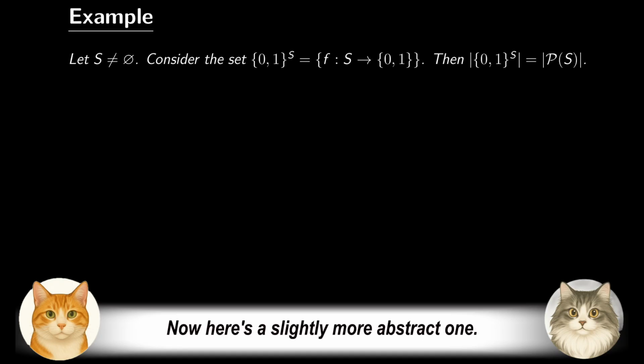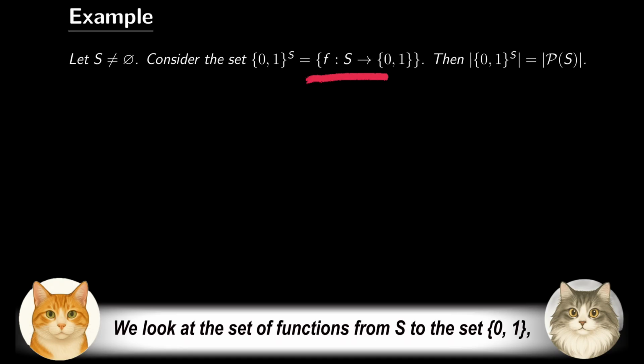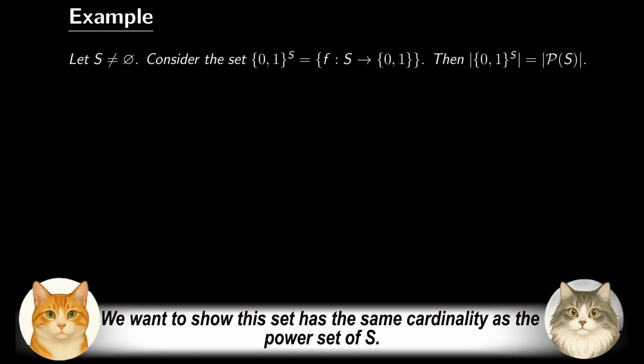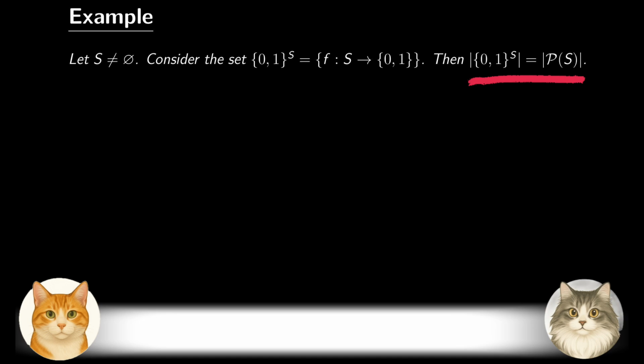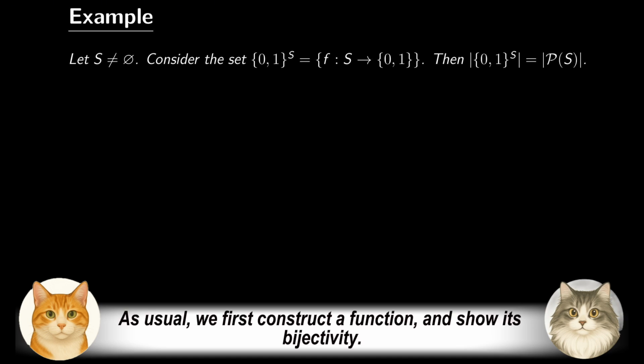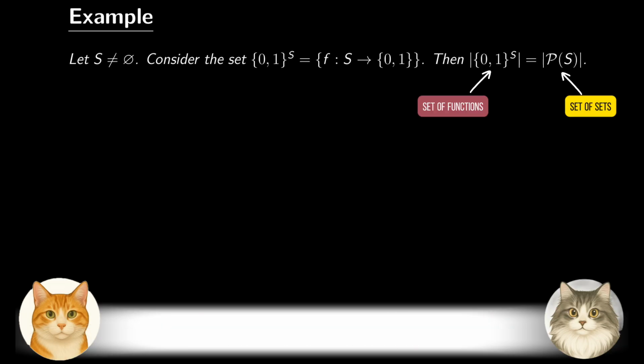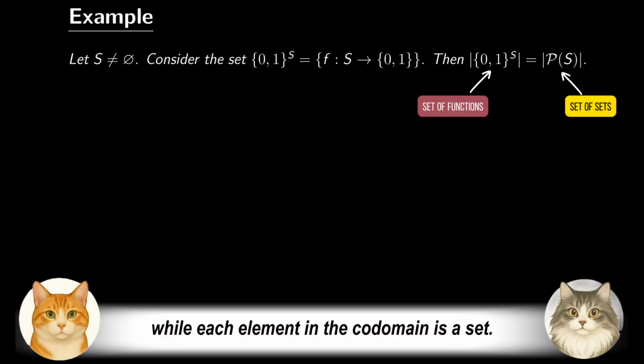Now here's a slightly more abstract one. Let S be any non-empty set. We look at the set of functions from S to the set {0, 1}, which is denoted as {0, 1} to the power S. We want to show this set has the same cardinality as the power set of S. As usual, we first construct a function and show its bijectivity. Keep in mind that each element in the domain is a function in its own right, while each element in the codomain is a set.